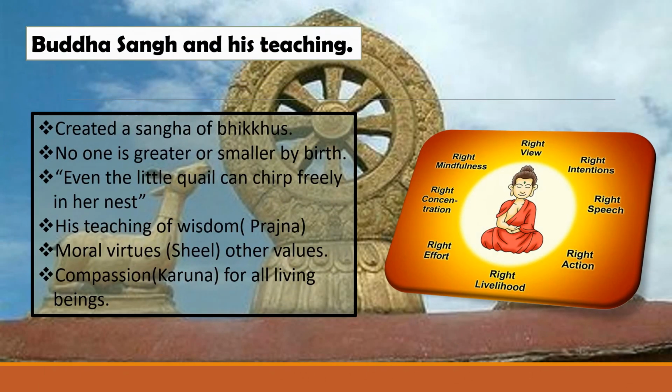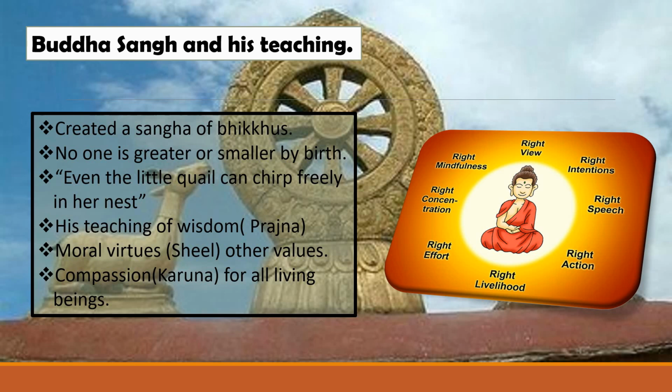Now let's learn about the Buddhist Sangha and his teaching, meaning what he taught to the people. He created a sangha of bhikkhus to preach his religion. Followers who gave up their domestic life and entered the sangha were called bhikkhus. They too traveled on foot like the Buddha to preach Dhamma to the people. There was a separate sangha of women. They are called bhikkhunis. People of all varnas and castes could embrace Buddhism.